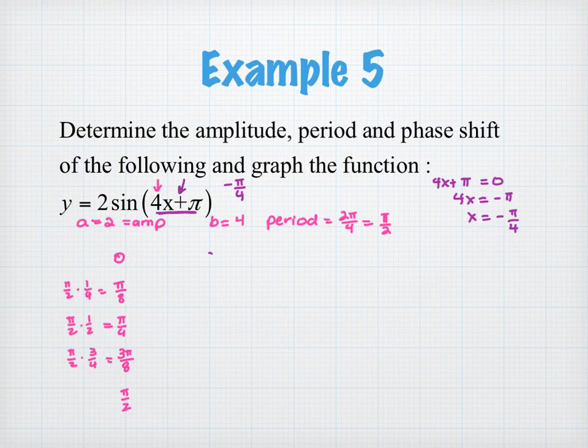It's always the opposite, but also when we solve for the phase shift, it is negative, which means I'm going to then take that away from each of my 5 key points. So I'm going to go to my 0. I'm going to subtract negative pi over 4. From pi over 8, I'm going to subtract pi over 4. From pi over 4, I'm going to subtract pi over 4. 3 pi over 8. And pi over 2.